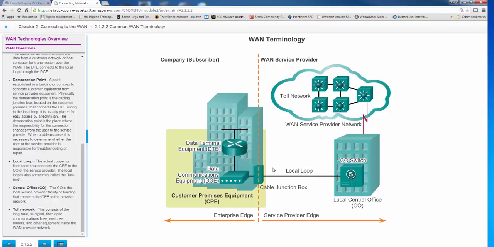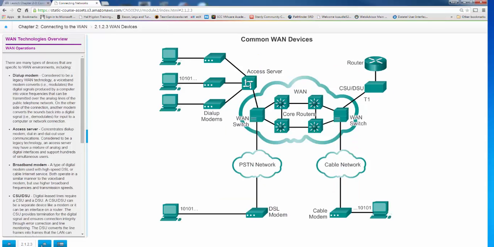It has changed drastically. It used to be actually less than 15,000 feet, but I think there is still a limit on how far you can be from a CO switch, or CO DSLAM, in order to get DSL. Then the toll network is the network on the backside that your data runs across.